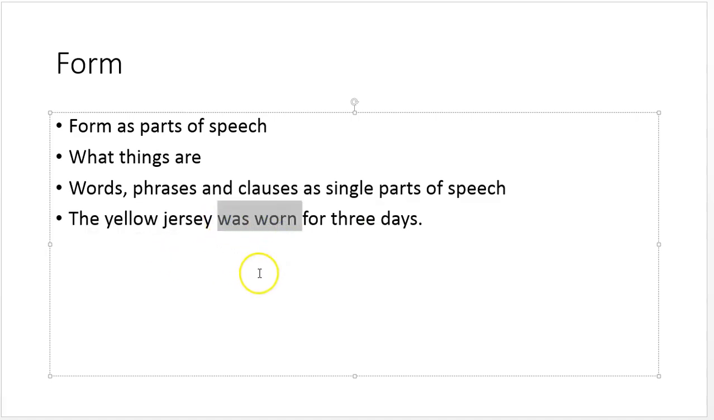Was worn is a verb phrase. That's what it is, and it's really a verb. That whole phrase is a verb in your head. So for 3 days, that's a preposition, that's an adjective, that's a noun. But really what they're doing, and really what they are, they're an adverb. So understand that form is parts of speech, that parts of speech are not necessarily single words, and that's the real shift I want you to be able to make from your high school English classes. Single words are not the only parts of speech. Whole phrases are. Usually we're going to be talking about whole phrases, and also clauses.